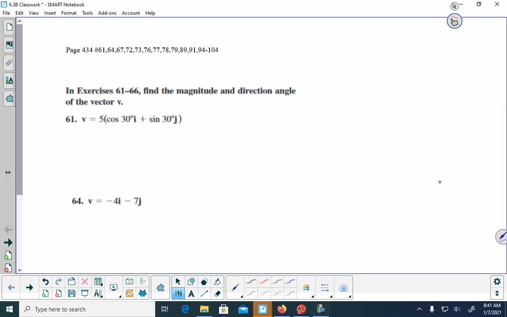I'm going to go over the classwork assignment for section 6.3, vectors and plane. This is the second half of that section. The first one gives me an angle, where b is equal to 5 times the cosine of 30 degrees i plus the sine of 30 degrees j.